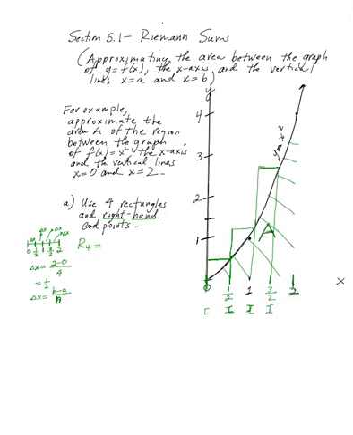And the last subinterval, 3/2 to 2, the right-hand endpoint is 2. I'm going to let f of 2, or 4, be the height of that rectangle. So my Riemann sum is the area of these 4 rectangles.